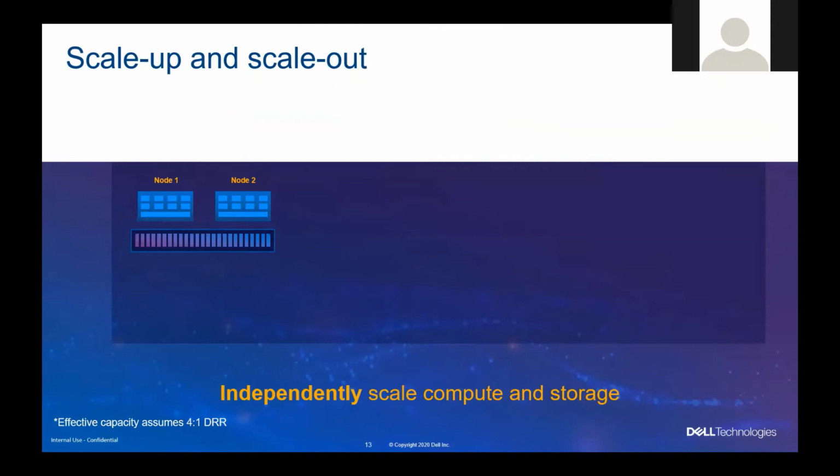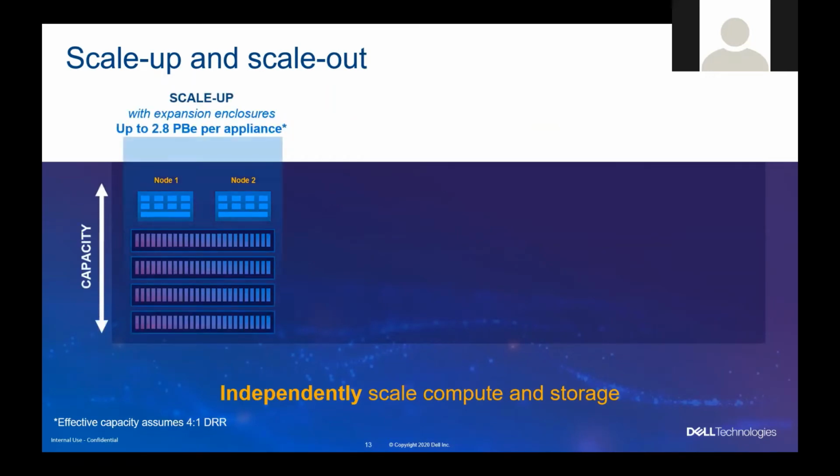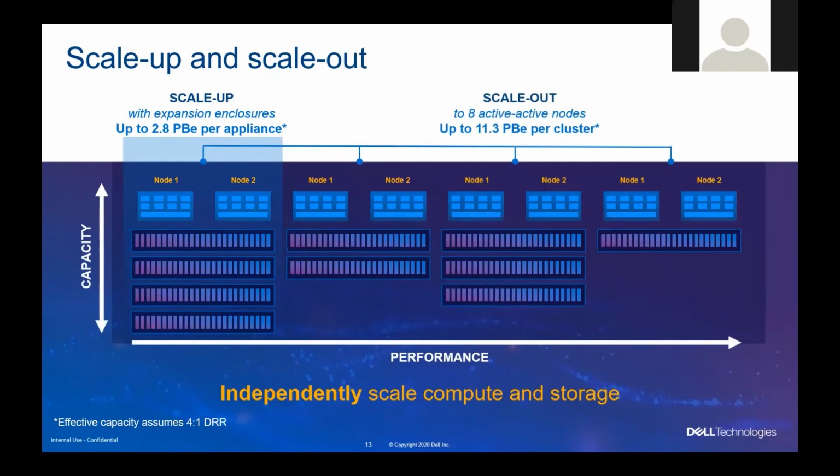So one of the beauties of the solution, the PowerStore, is it's a scale up and a scale out solution. So you can start with a single appliance with 2 nodes. If you need to expand capacity, you can simply add shelves up to 2.8 petabytes per appliance. And if you need to scale out from a compute perspective, then you can simply add additional active nodes for a total of 4 appliances in a cluster.